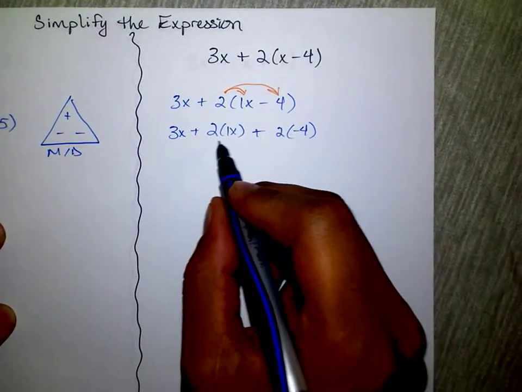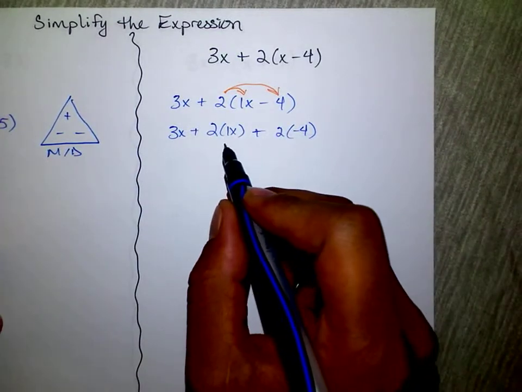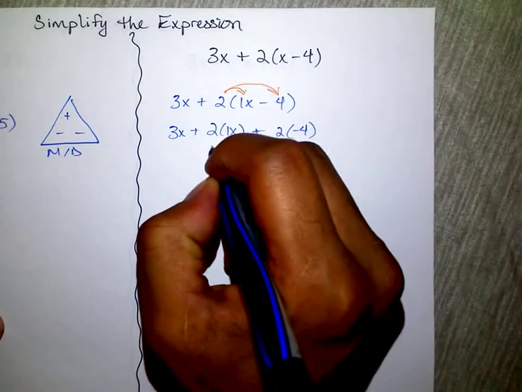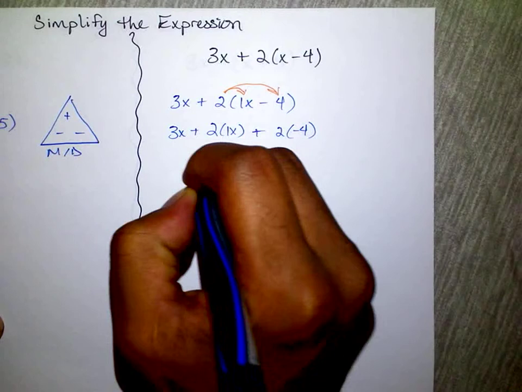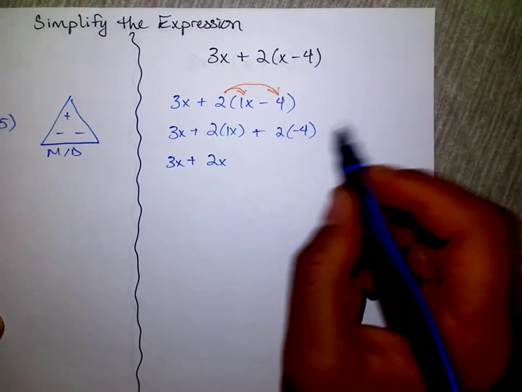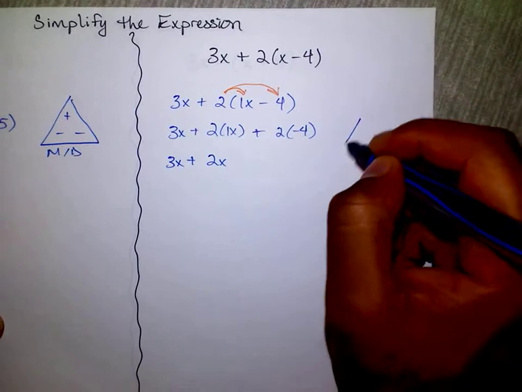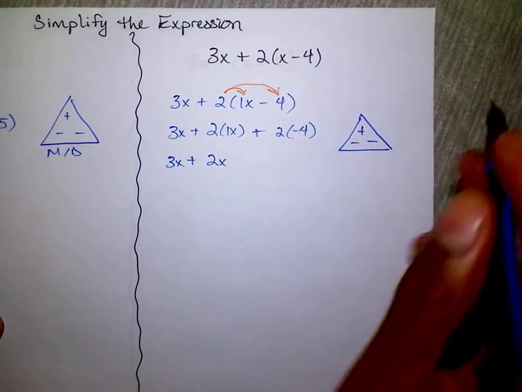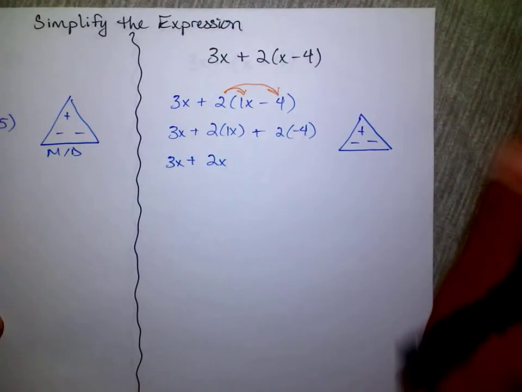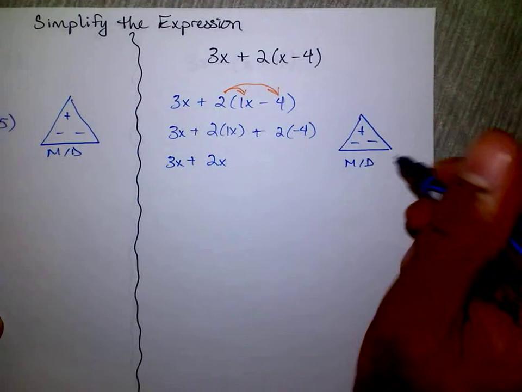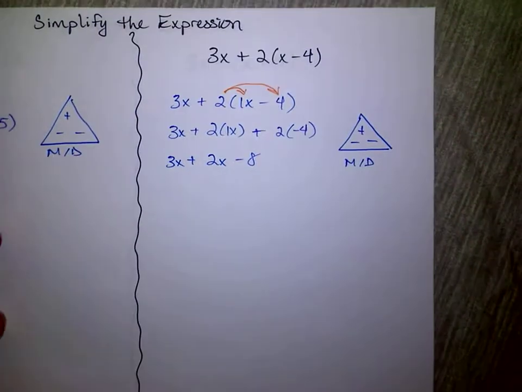Now I can go ahead and evaluate this part, start simplifying. 2 times 1 is 2, so that's going to give me 2x. And positive 2 times negative 4. Use your triangle. Positive times a negative, cover them up. That's going to give you a negative, and that's going to give you negative 8.